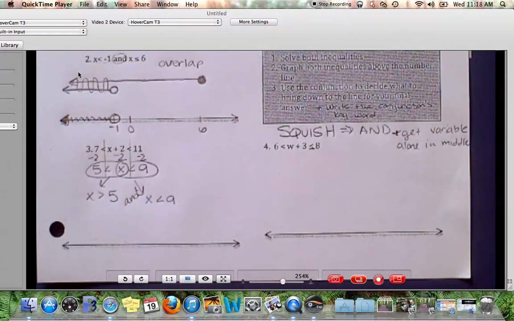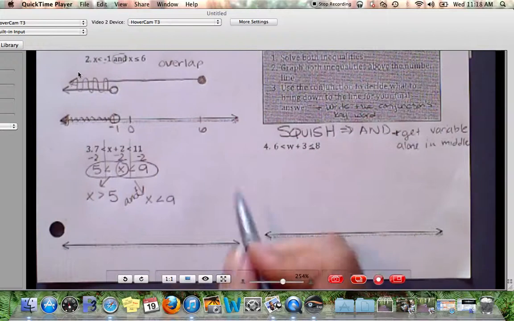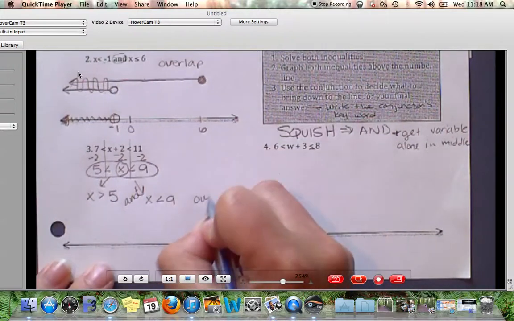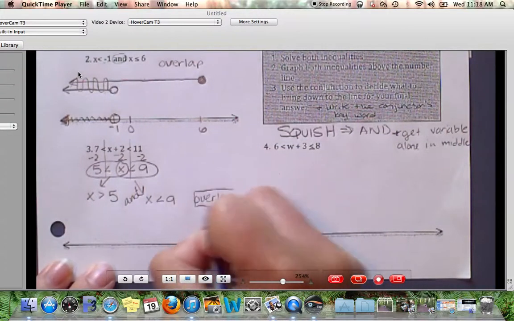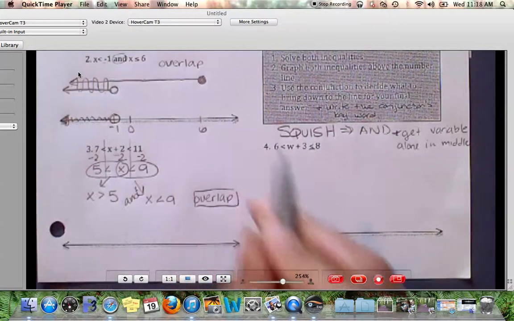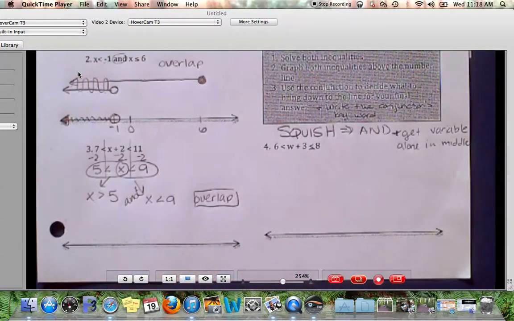Okay, so if it's an and, that means we're looking for where they overlap. Write that down. That's important. That's your key word. And let's go ahead and graph this. Why don't you give it a shot? Try to graph it on your own. Pause here for a second.